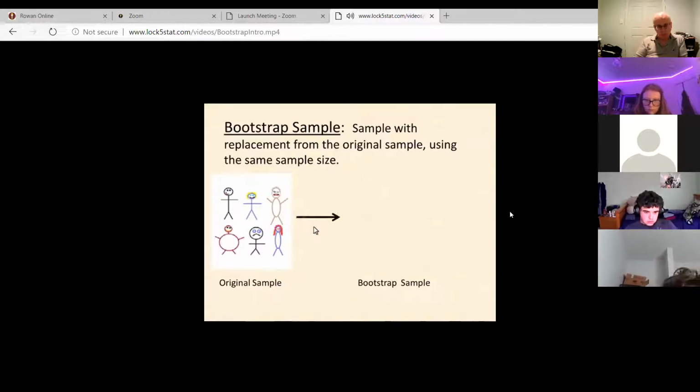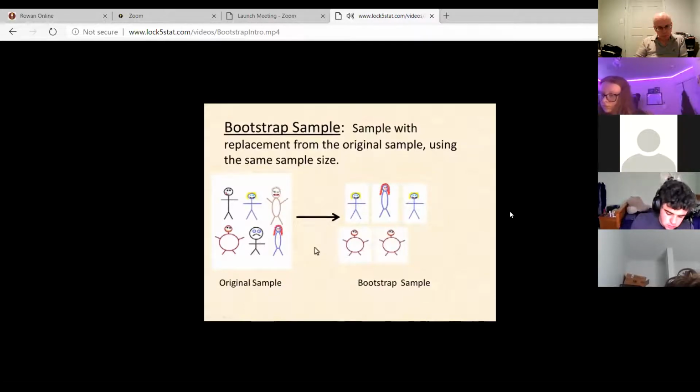So let's do that. We sample one person and we get this blonde person, and we sample again, we get the red-headed person. We sample again, we get the blonde person again. Remember, that's possible because we're sampling with replacement and because this person represents many people in the population who have the same characteristic. We sample again, we get this person, get the round person again, and finally get this rather scary-looking person. So this is one bootstrap sample starting with our original sample.